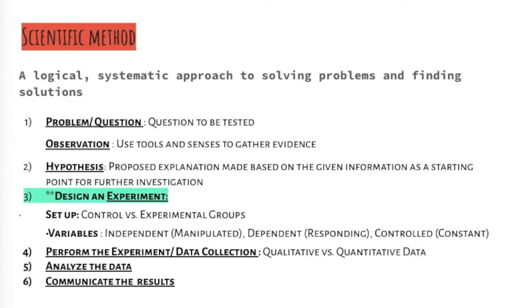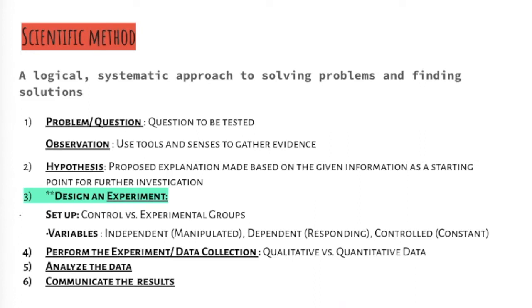The scientific method is a process used by scientists to study the world around them. It is a logical, systematic approach to solving problems and finding solutions. So I'll start with a quick overview of what this looks like. The scientific method starts with identifying a problem and forming a question that can be tested. So a scientific question can be answered by making observations and gathering evidence.